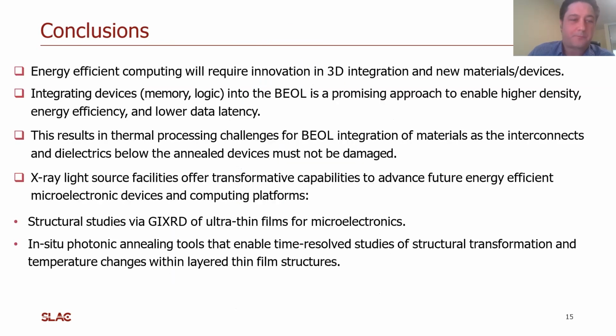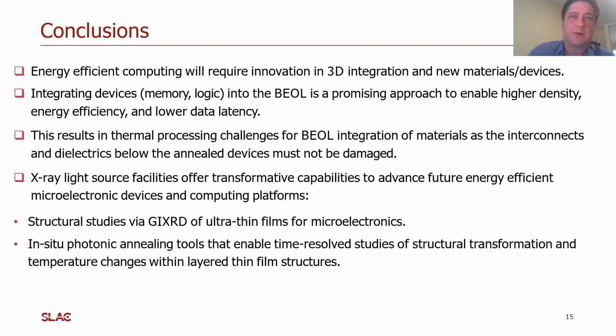Next slide, please. In conclusion, energy efficient computing will require innovation in 3D integration and new materials and devices. Integrating devices into the back end of line is a promising approach to enable higher energy density, energy efficiency, and lower data latency. This results in a thermal processing challenge for back end of line integration of materials, as the interconnects and dielectrics below the annealed devices must not be damaged.